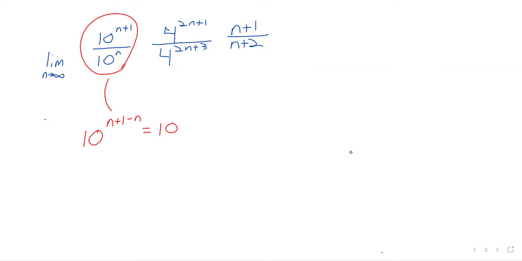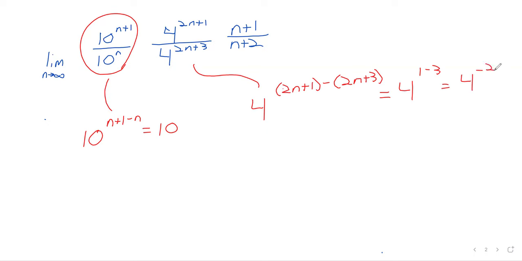And we get 10, in this case, 4 to the 2n plus 1 minus 2n plus 3. The 2n's cancel. We get 4 to the negative 2. And now that n plus 1 over n plus 2, things don't simply cancel in the way they did for the other terms. But when we take a limit, it will turn to 1.